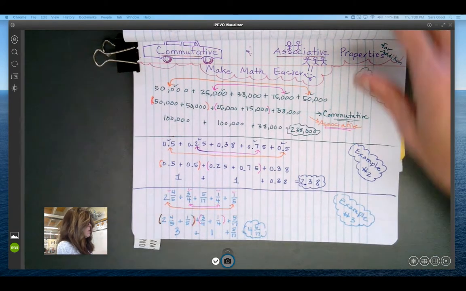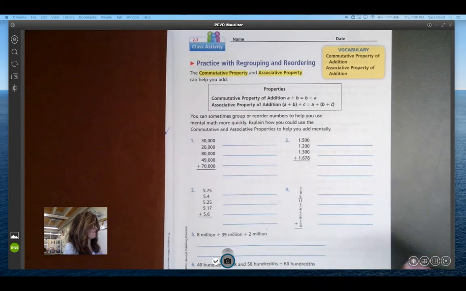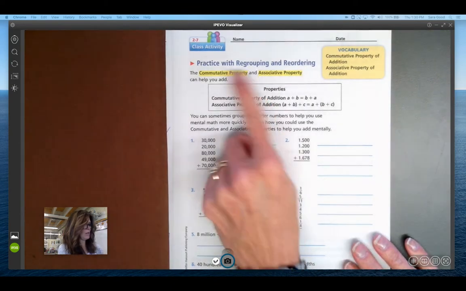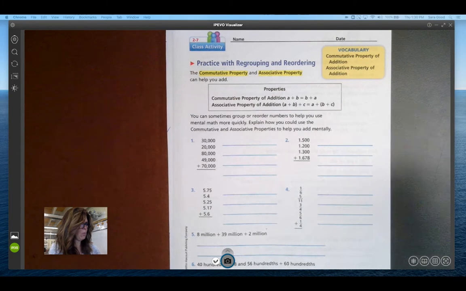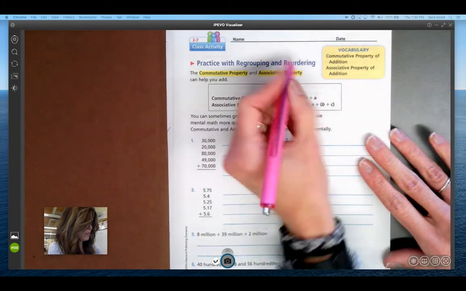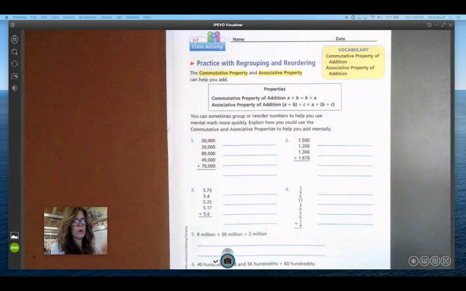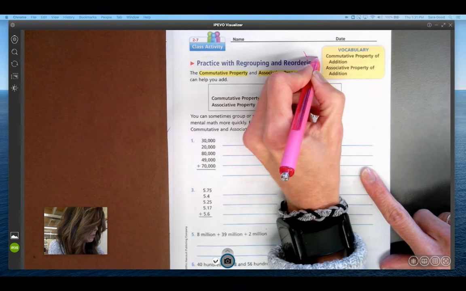Okay, so got that all set up. Grab your student activity book for lesson 2-7, and voila! We're going to practice this whole regrouping and reordering. What do you mean regrouping and reordering? Well, wait a minute. I think this reorder to move, right? We could put a little car around this one, couldn't we?